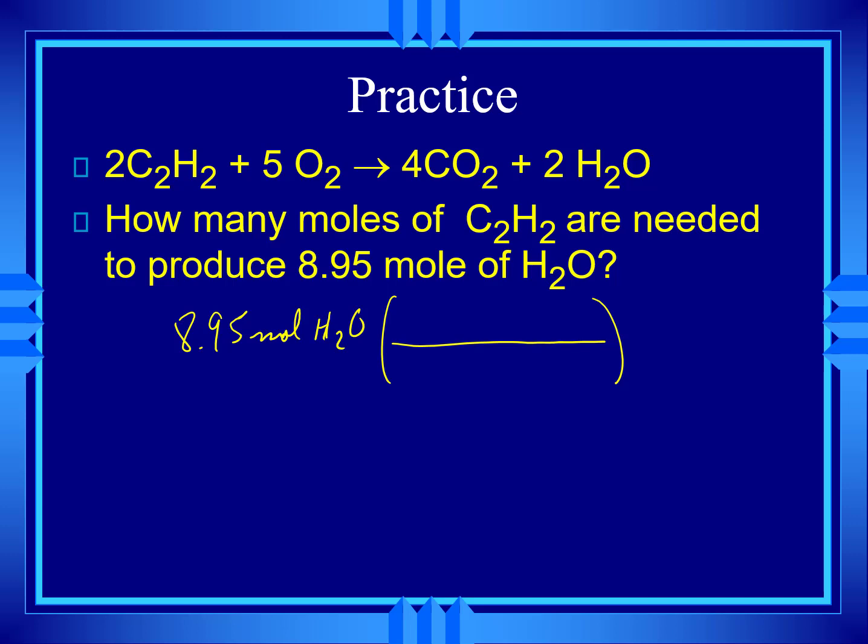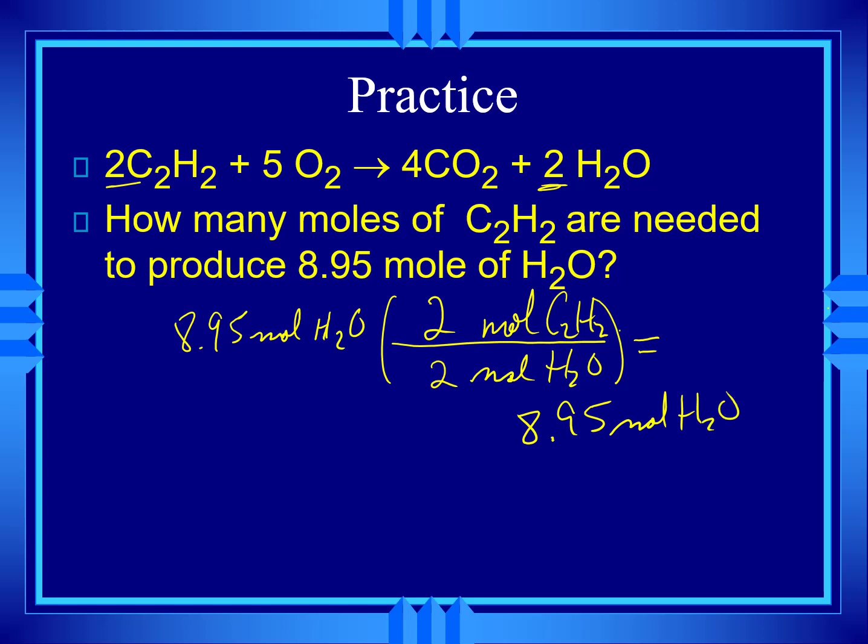Okay? I can change anything in that equation into anything else. So 8.95 moles of H2O. I put moles of H2O on the bottom and turn moles of H2O into moles of what they asked for. Since they asked for C2H2, the number in front of C2H2 is a 2. In front of H2O is a 2. And there's my conversion factors. 8.95 times 2 divided by 2. I don't need a calculator for that one. It's going to work out to be 8.95 moles of C2H2. I got rid of moles of H2O.